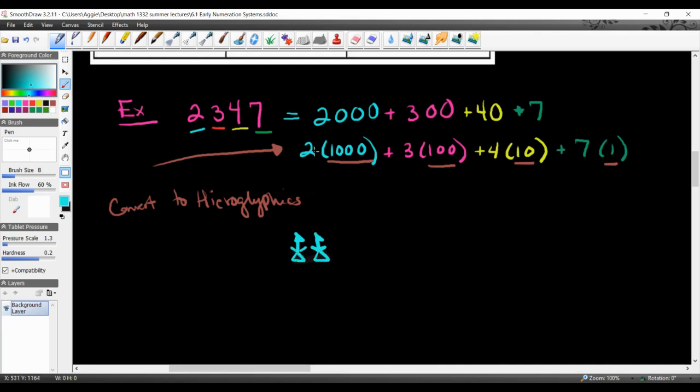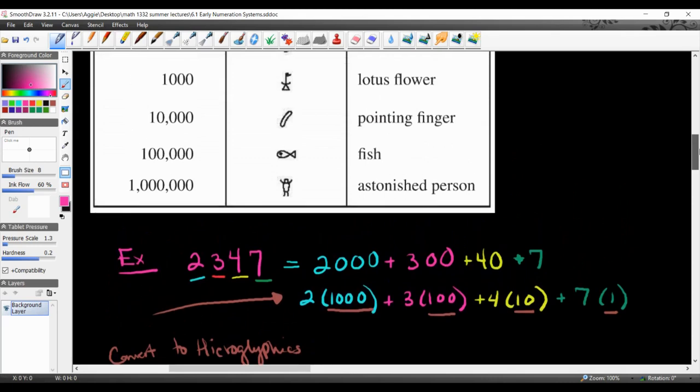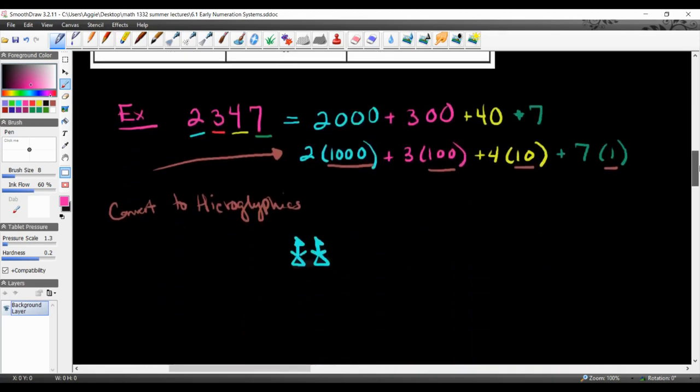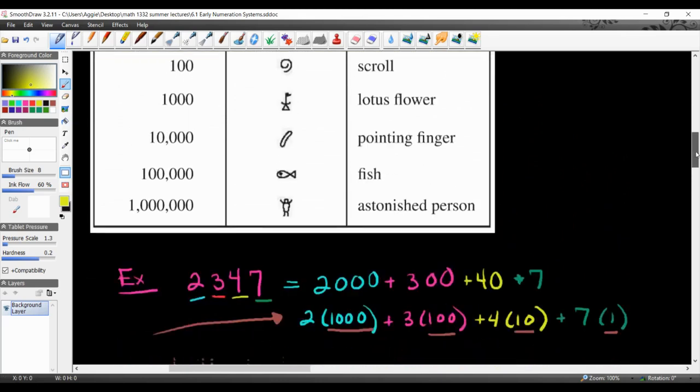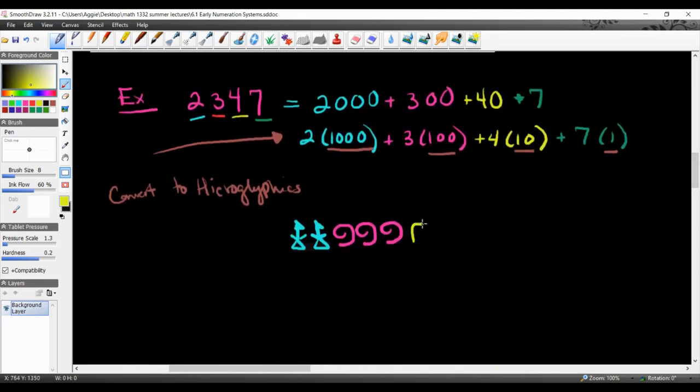Okay, so we have 2000s, and then we have 300s. So the hundreds are, let's see, what symbol is that? The hundreds are scrolls. So I'm going to have 3 scrolls. So 1, 2, 3. Those are pretty good scrolls. 4 hundreds. I'm sorry, 4 tens. So the tens are the heel bone. So I have 4 of those. 1, 2, 3, 4, and 7 ones.